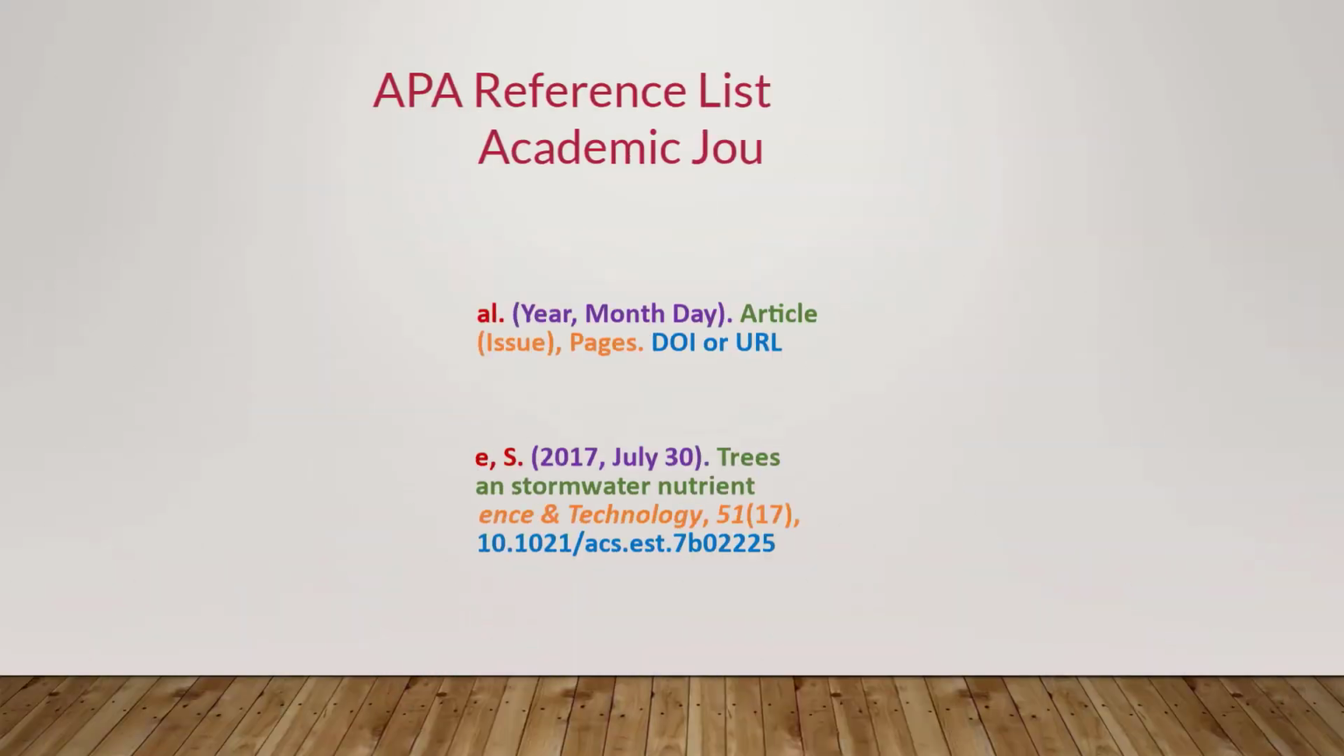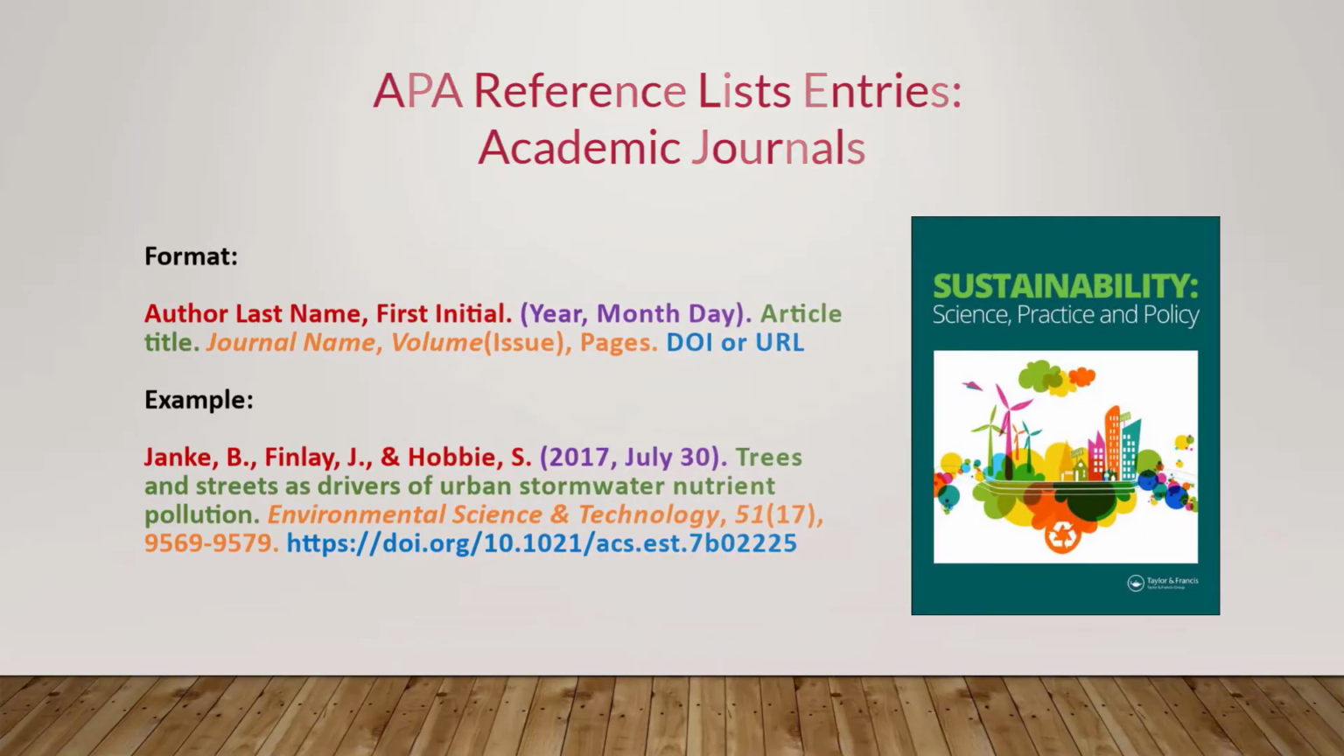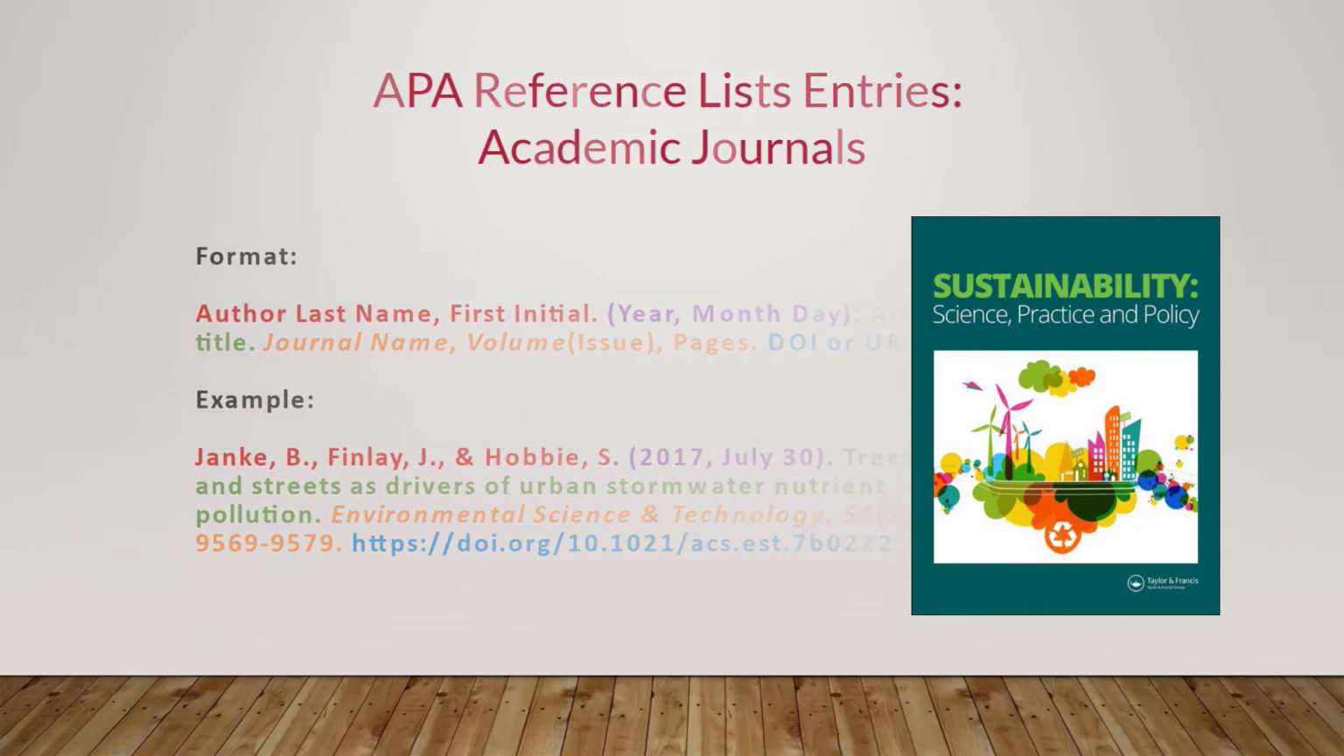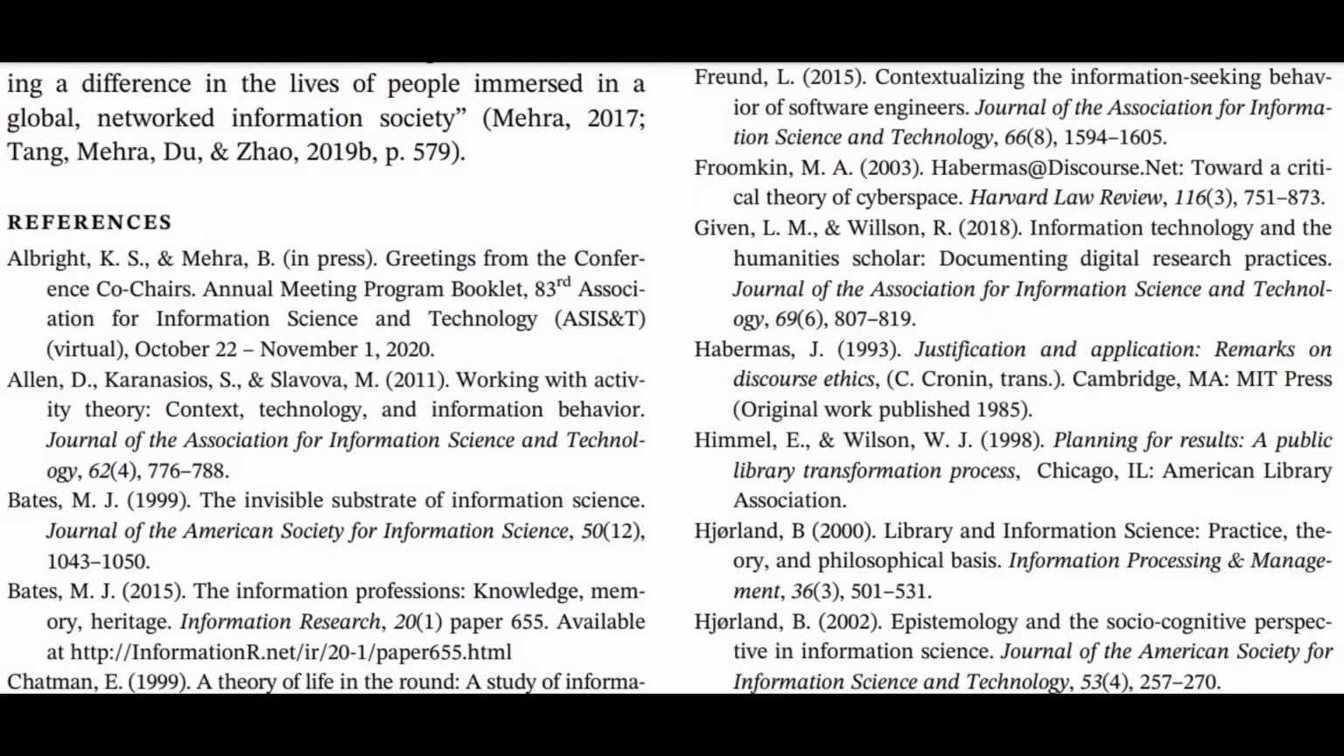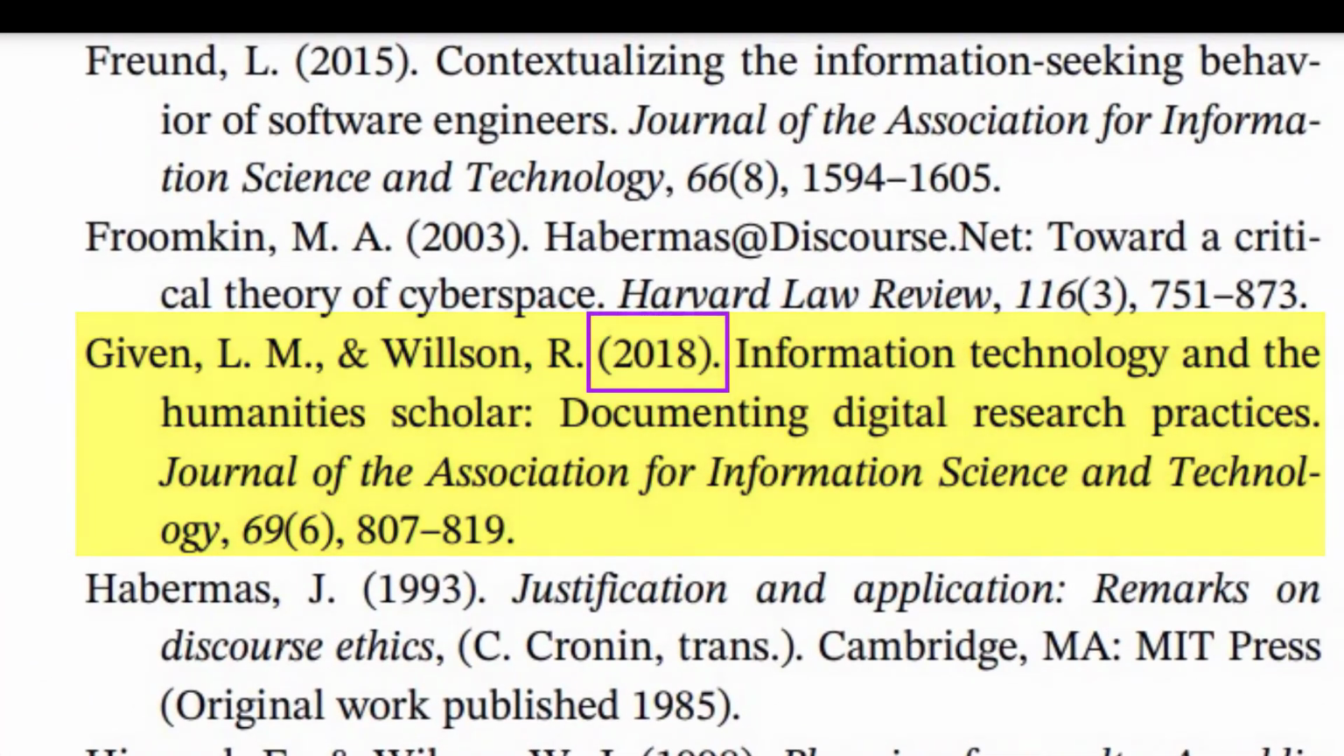For a journal article, list the author or authors, the publication date, the title of the article, and the name of the journal in italics. For the publication date, you must include the year. You may also include the month and day if those are listed. You should also include the volume number, issue number, and page range for the article.